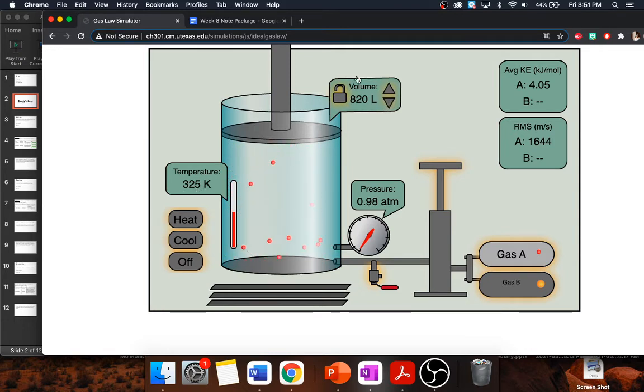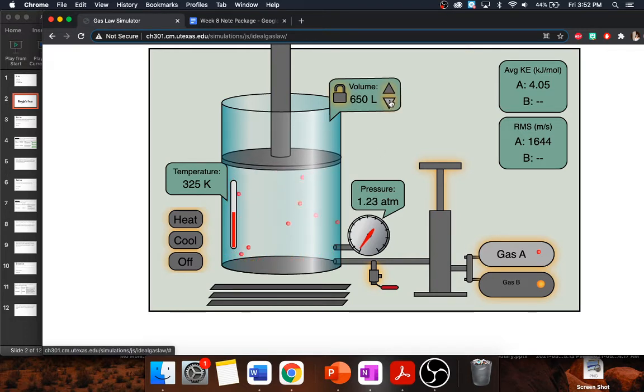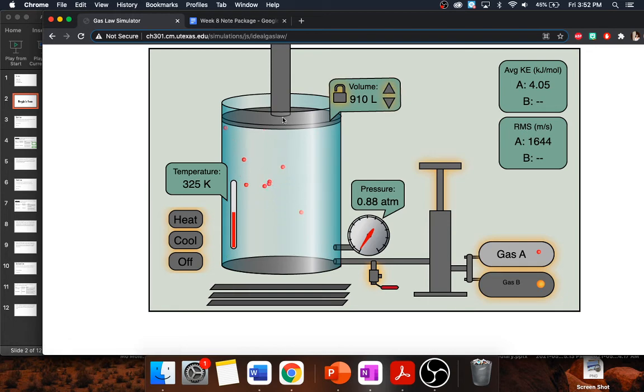So let's take a look at our volume as we start and our pressure as we start, right? So the volume currently is 820 liters. The pressure is 0.98 atmospheres. If I lower the volume just by a little bit, so if I lower that volume to 520 liters, the pressure has now become 1.54. It has increased, right? And what happens if we increase our volume? So when you increase your volume, the pressure decreases, right?